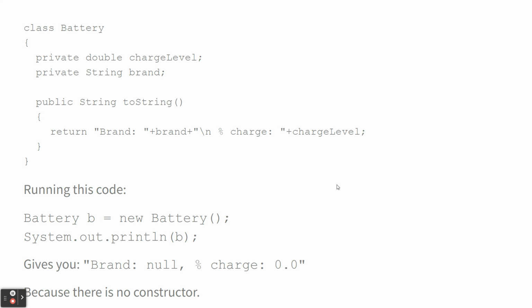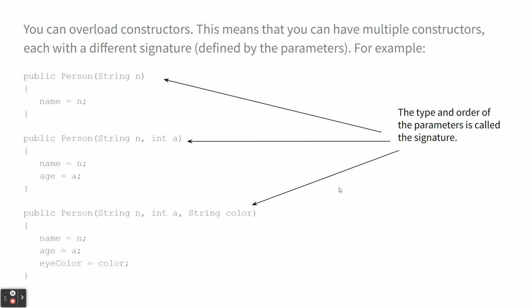So it's a silly class. You'd want to have a constructor and create battery objects that have brand names like Duracell or whatever. We learned about overloading with methods earlier, and constructors. So here you go, just reminding you, you can overload constructors. That means you can have multiple constructors with different parameters. The order and type of the parameters is called the signature.